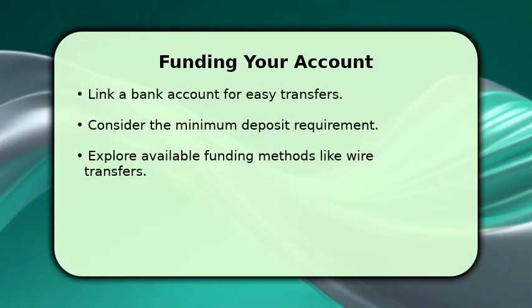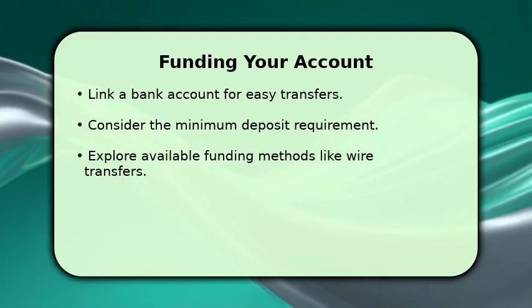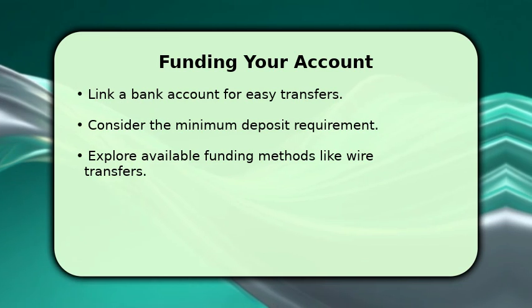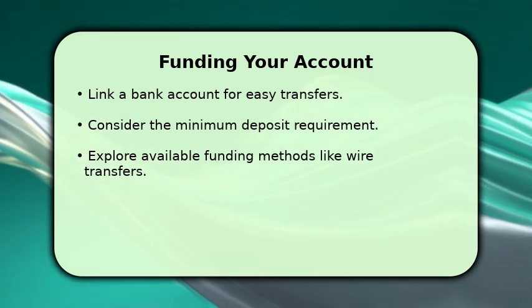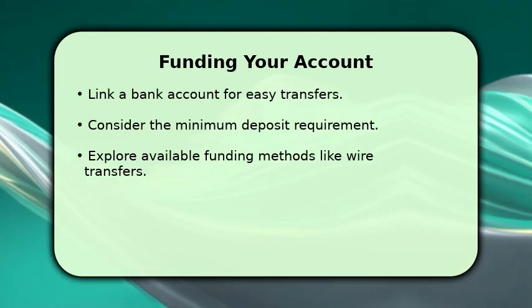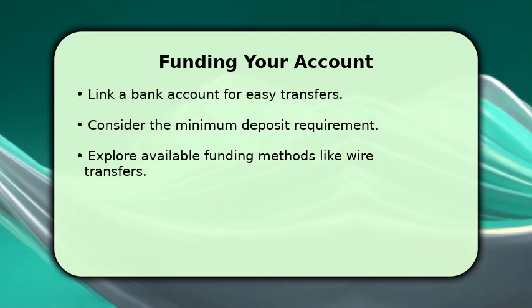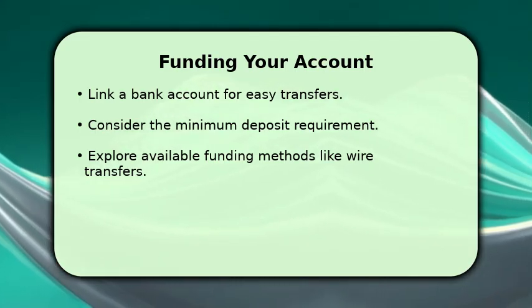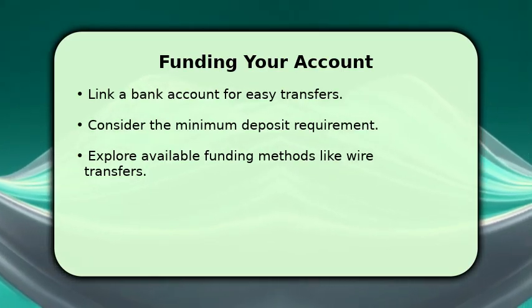Once your application is approved, the next step is funding your account. You can link your bank account for convenient electronic transfers. Be aware of any minimum deposit requirements, which can vary depending on the account type. Interactive Brokers offers several funding methods, including wire transfers and ACH deposits, giving you flexibility. Choose the method that works best for you to get started with your investments.